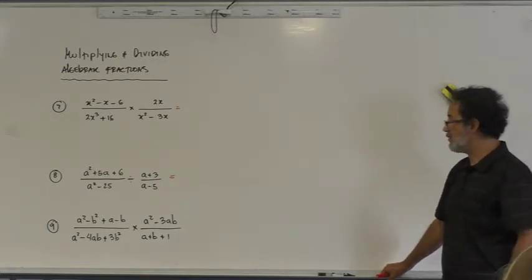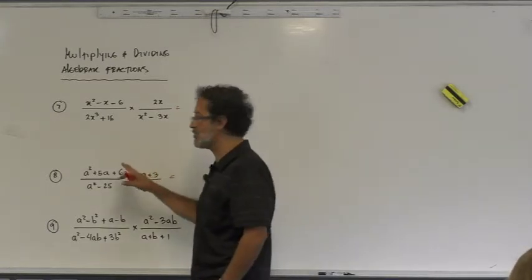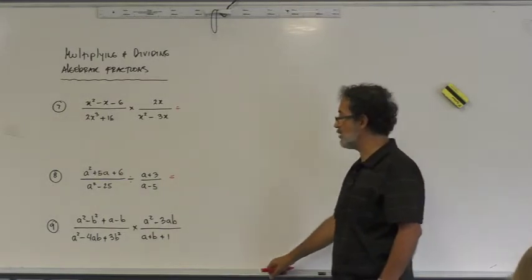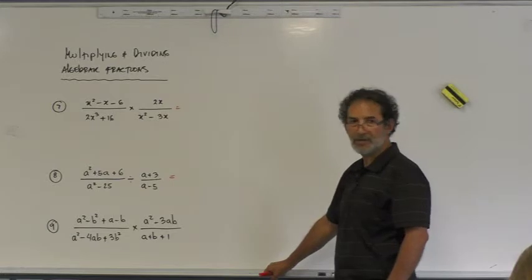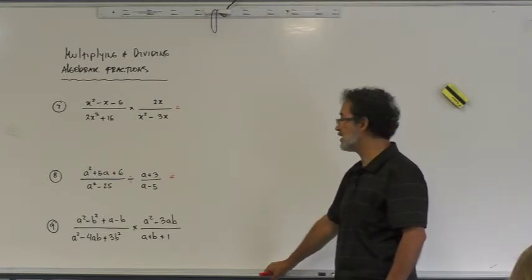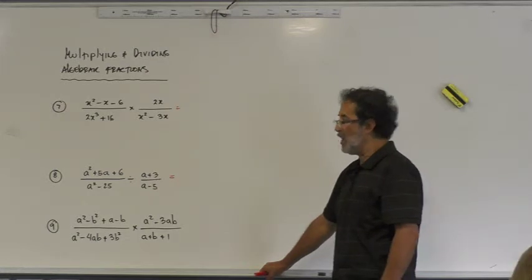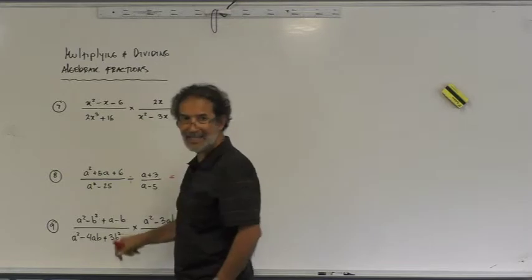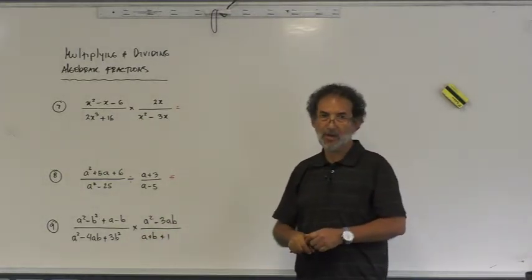Okay, question 7. In question 7, first thing that you have to do is to see whether you can factorize. So we have two fractions, and we need to look at the numerator of the first fraction and identify what sort of expression that is. If you look carefully, x squared minus x minus 6 is a trinomial, okay? Are you happy with that?